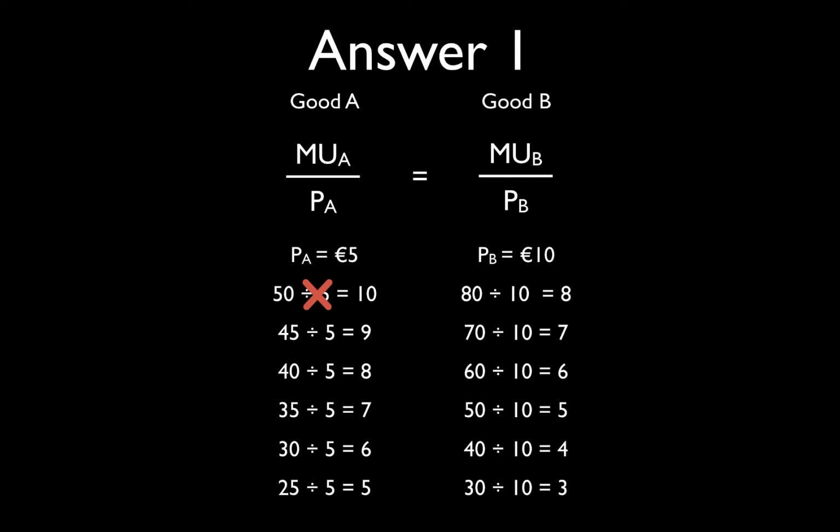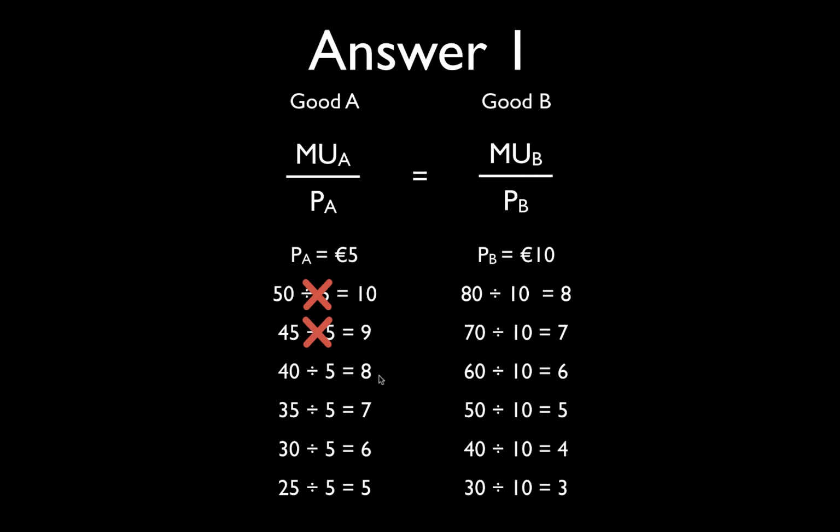Now, the next question is, should he buy the second unit of good A or the first unit of good B? As you can see, he's getting 9 marginal utils per euro when he's buying good A, and only 8 marginal utils per euro when he's buying good B, so he's going to buy another unit of good A.